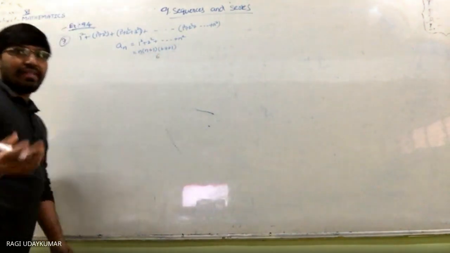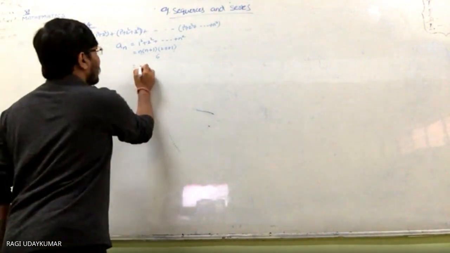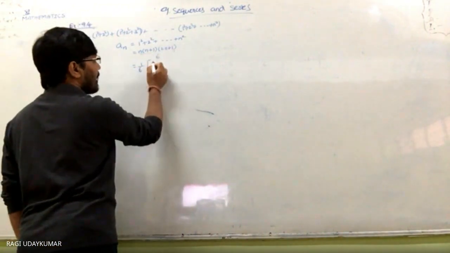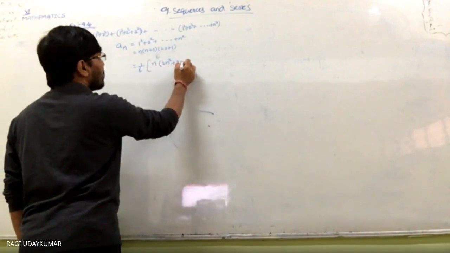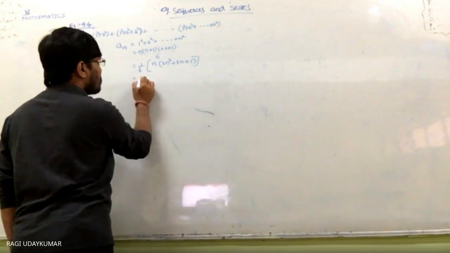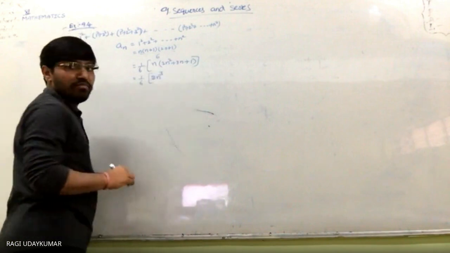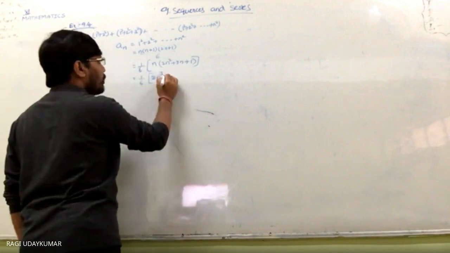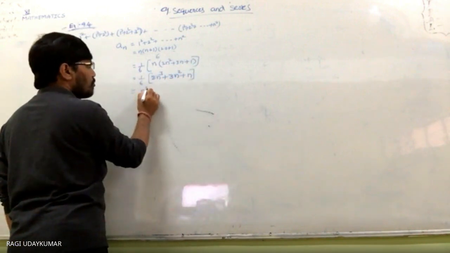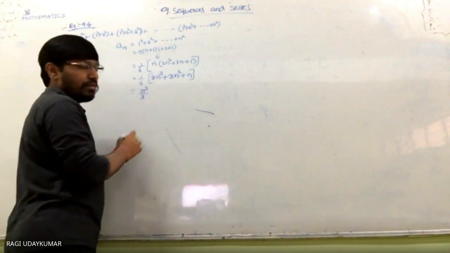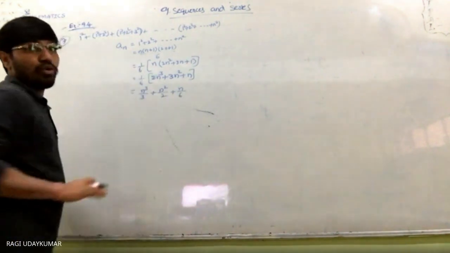The problem length is more. Okay? So what do you get here? 1 by 6 into, multiply it, n into these two multiplied: 2n square plus 3n plus 1, by 6 into 2n cube plus 3 into n square plus n. Multiply: n cube by 3 plus n square by 2 plus n by 6. This is the nth term only.